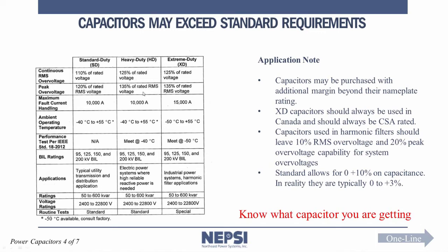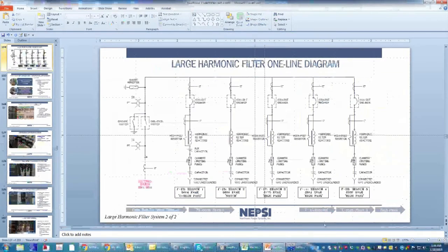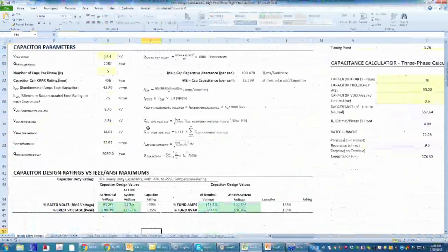And incidentally, peak voltage tends to be where you run into problems as a harmonic filter brings in more and more harmonic current. It's the peak voltage that's typically the stumbling block for picking the correct voltage on the capacitor. All right, so going back to the spreadsheet tool.